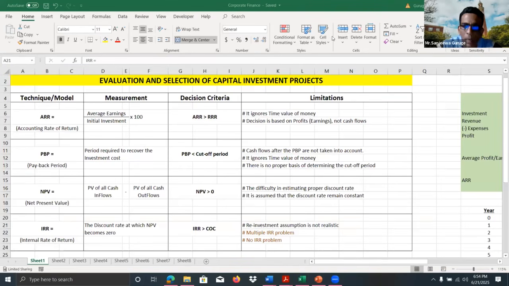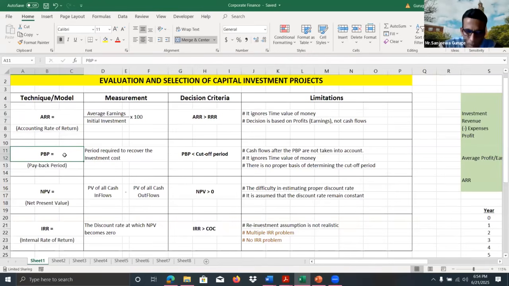So simple. But the more important thing is the interpretation of these results, because once we calculate these values, you know the method of calculating these values. We should know how to interpret the results. How to interpret the results, right? That means how to decide whether a particular project is acceptable. So when you calculate ARR, it should be compared with RRR, the required rate of return. If the ARR is greater than the required rate of return, the project is acceptable.